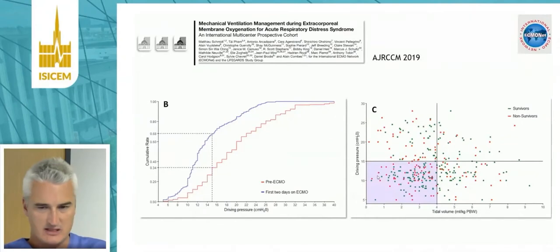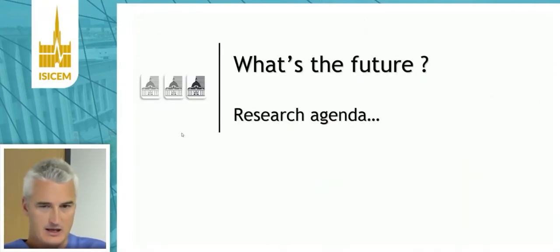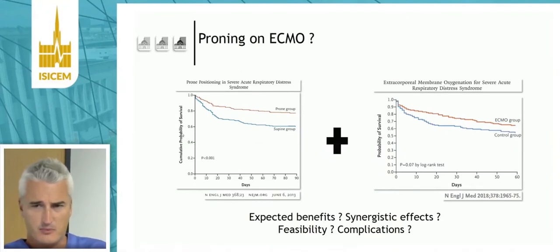And in clinical practice, what do the experienced centers do? If you look at the driving pressure, you see that most of the time they target a driving pressure below 15. And you see that a driving pressure below 15 before ECMO was in only 34% of centers, and it rose up to 68% of centers who got a driving pressure below 15. So clearly, it's a very interesting field with still numerous questions. And I will just stress a few points.